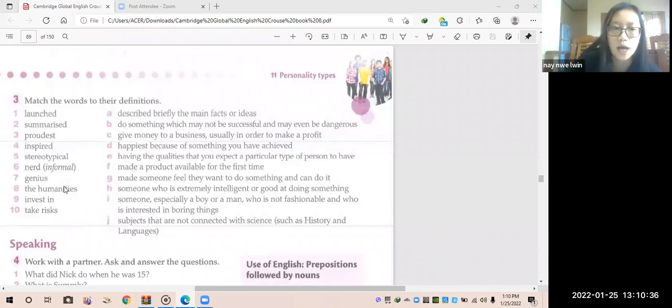That is genius. How about the humanities? J. Yes, the subjects that are not connected with science, for example history or languages. Yes, correct. How about invest in? C. Yes, C. Give money to a business, usually in order to make a profit. That is invest in. How about the last one? Take risks. B. Yes, do something which may not be successful and may even be dangerous. That is taking risks, right? So correct. Is there any question for this exercise?